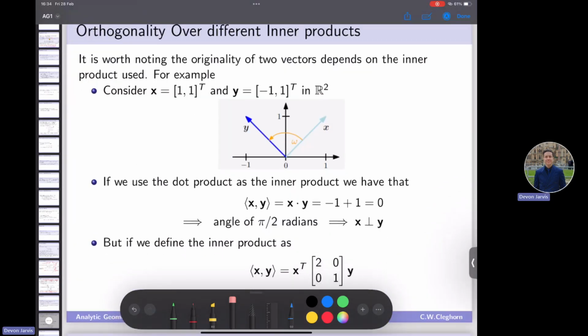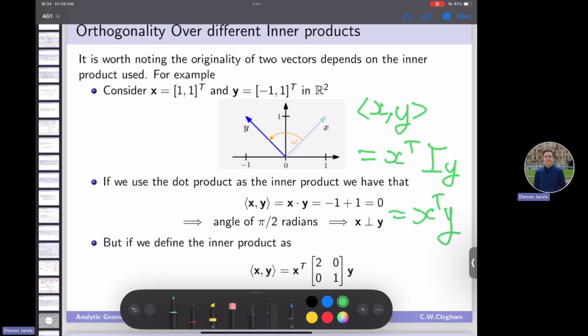Okay, so we can get orthogonality over different inner products. It is worth noting that the orthogonality of two vectors depends on the inner product used. For example, if we have x and y defined as follows, then we can use the dot product as the inner product. Dot product meaning the inner product of x and y is x times the identity matrix times y, which is the same as x transpose y, which is just the sum over i of x_i y_i. All right, so those are all equivalent.